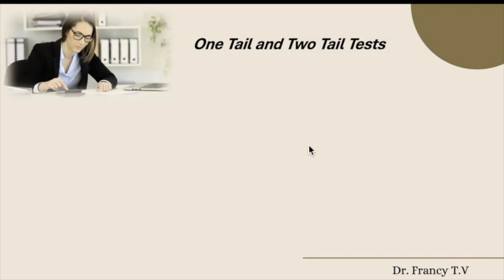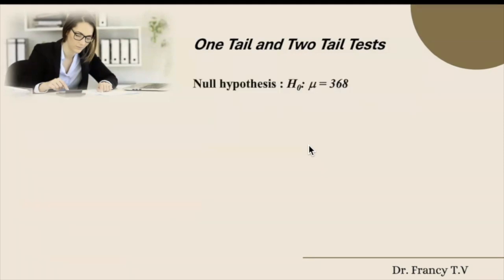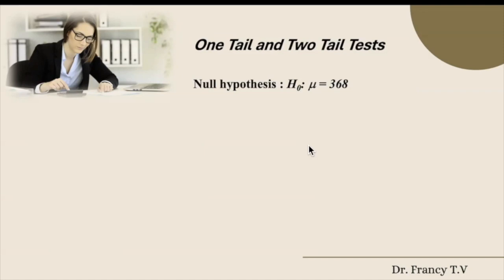Null hypothesis usually takes the form no difference exists. This means that null hypothesis should be of the form H0: mu equal to 368. Alternative hypothesis may take several forms depending upon the objective of the researcher. Depending upon the form of alternative hypothesis, tests are classified as one-tail and two-tail test.